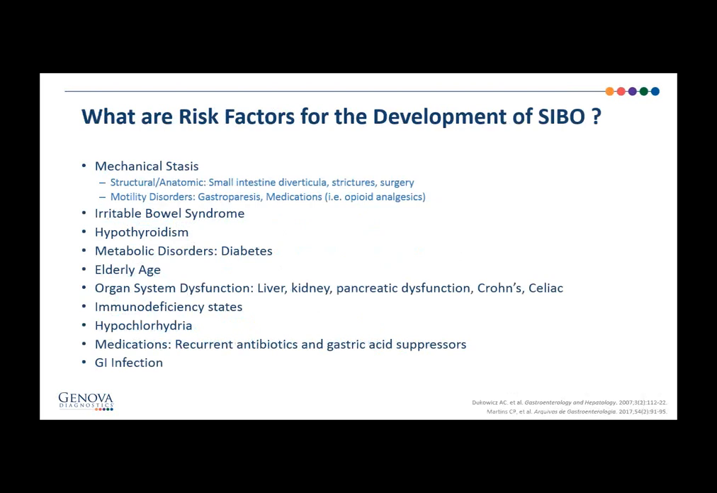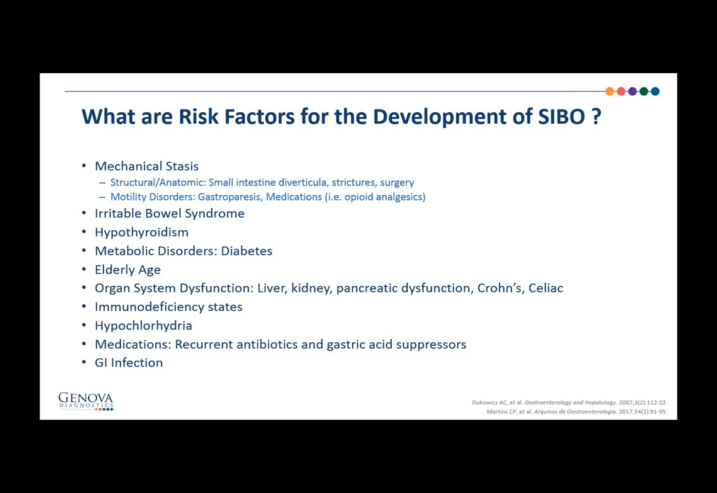Some risk factors for the development of SIBO: we talked a little bit about how stasis isn't good. We want there to be proper motility. So anything that would cause stasis, sometimes structural or anatomic anomalies or things that happen as a result of surgery, adhesions, strictures, anything like that, can promote stasis. Motility disorders like gastroparesis, or even medications that would impact a person's motility and slow things down, like opioid analgesics taken for pain.